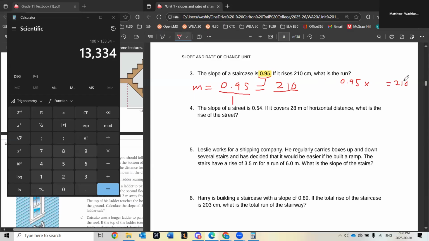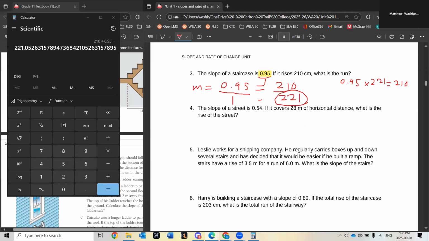So that same concept now applies. 210 divided by 0.95 is 220. I'm just going to put 221. Okay. So 1 times 221 should also give me my final answer here. That's a hard one.